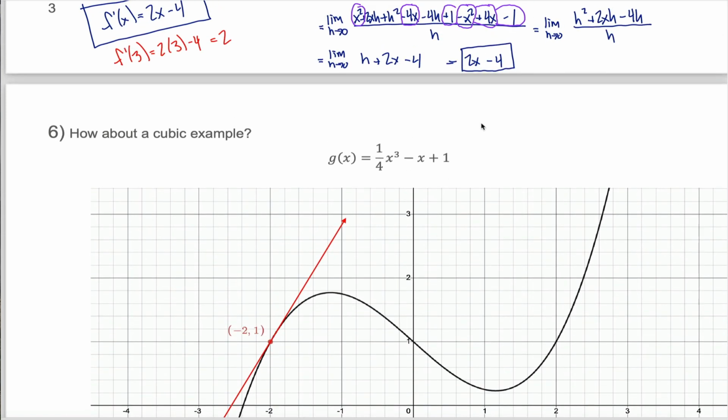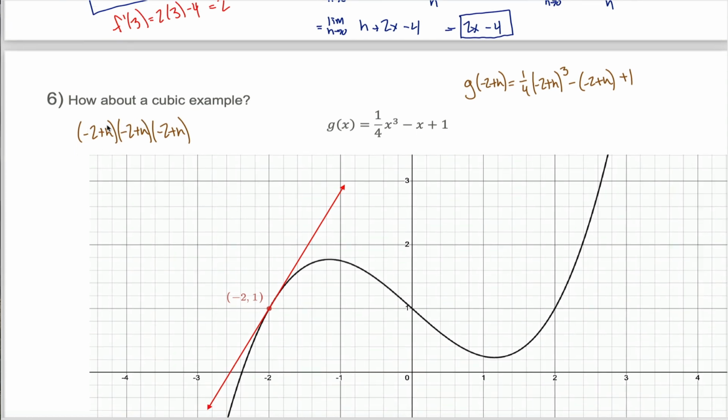Because it's going to be kind of messy, I'm going to do that off to the side. I'm going to figure out g of -2 plus h up top here. It would be 1/4 times -2 plus h to the third power minus -2 plus h plus 1. The problem really comes in this -2 plus h cubed term, because when I'm cubing something, I'm multiplying it by itself 3 times. So you can kind of think FOIL to take care of the first two. -2 plus h times -2 plus h gives me 4 minus 4h plus h squared. That's the product of these 2 parentheses. But then I still have another -2 plus h that I have to multiply that by.